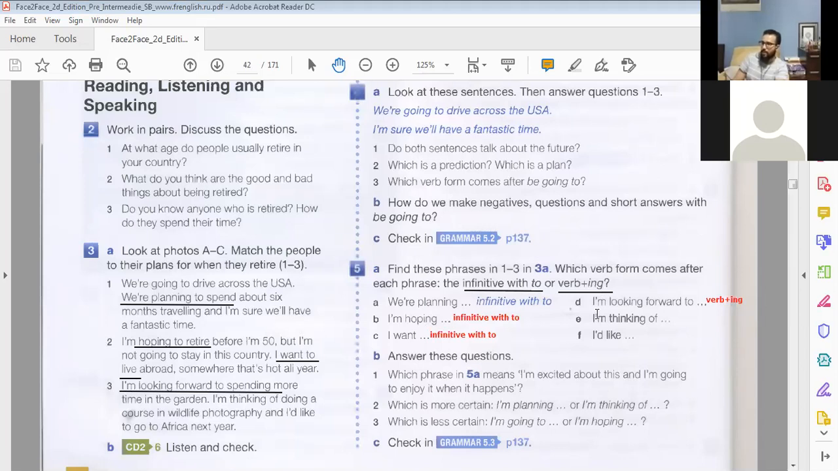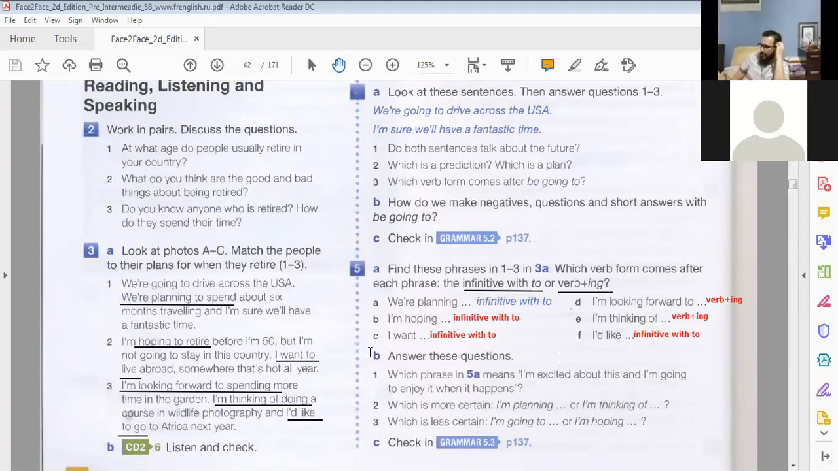What about thinking? What do we use after I'm thinking of? Verb plus ing. Correct. Doing. Right? A verb plus ing. Okay. What about I'd like? What do we use after I'd like? Infinitive with to. Correct. Yeah, like the example here. I'd like to go to Africa. So this means we use infinitive with to. All right?